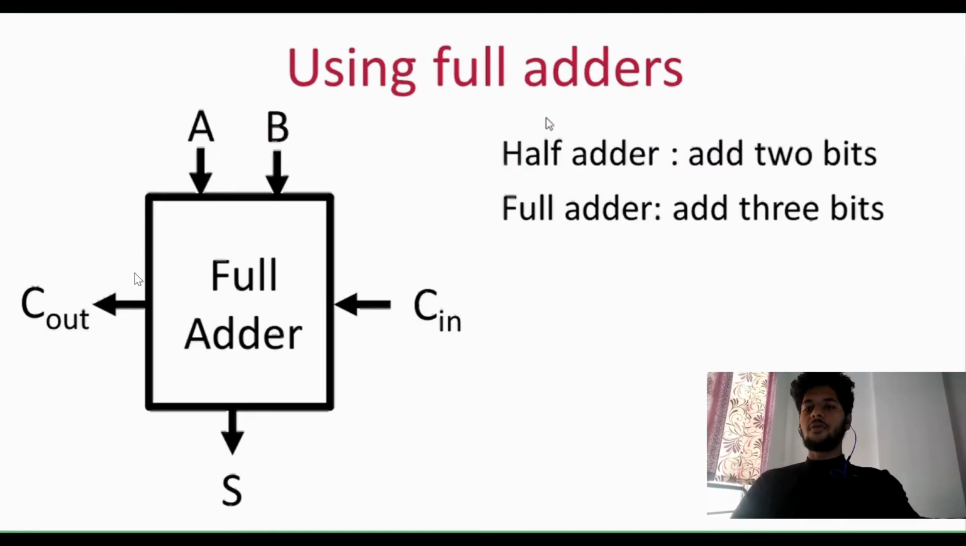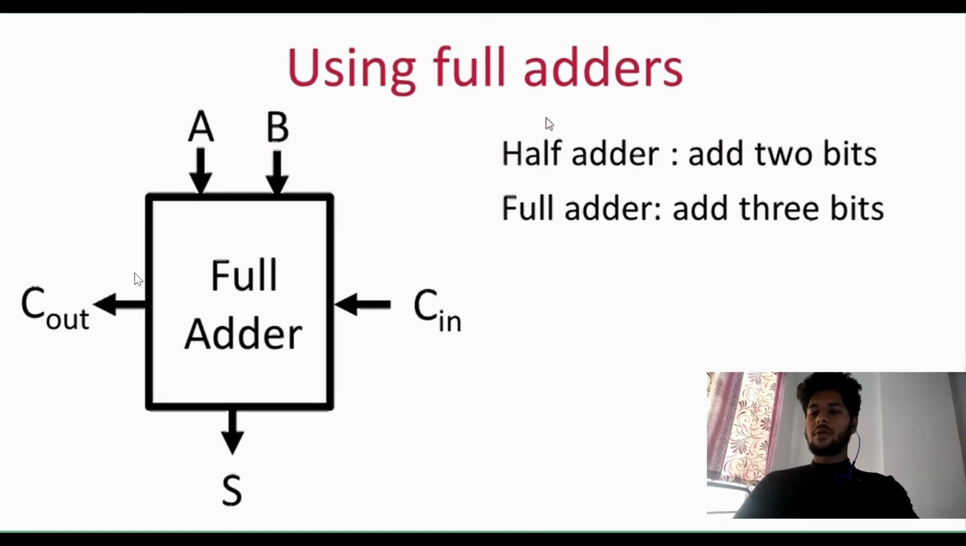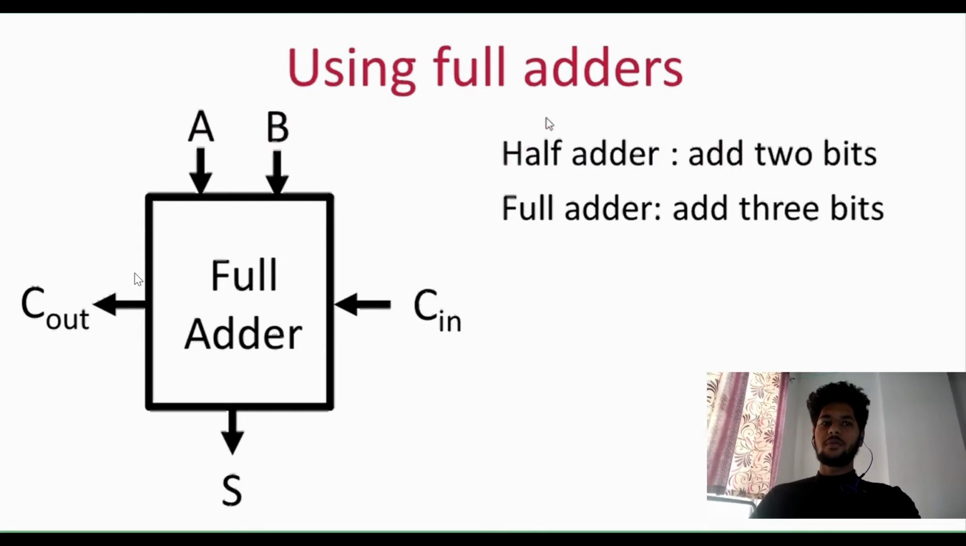The sum in a full adder is defined by A XOR B XOR Cn, whereas the Cout here is represented by A dot B or B dot Cn or Cn dot A, or it can also be written as A dot B plus Cn bracket A XOR B bracket close.